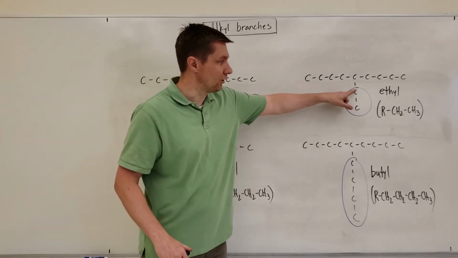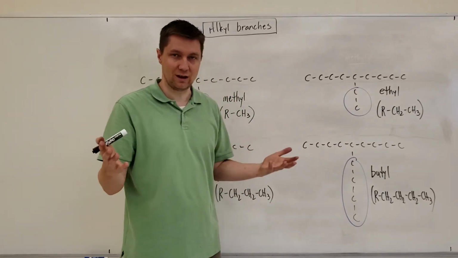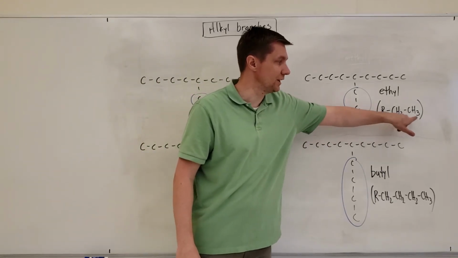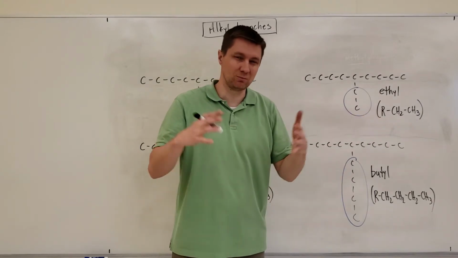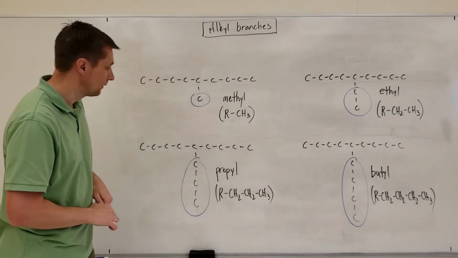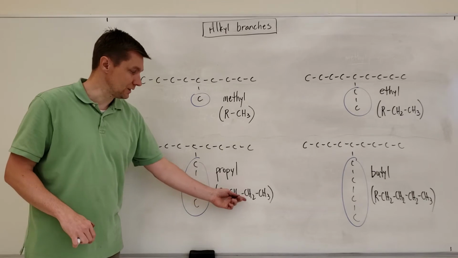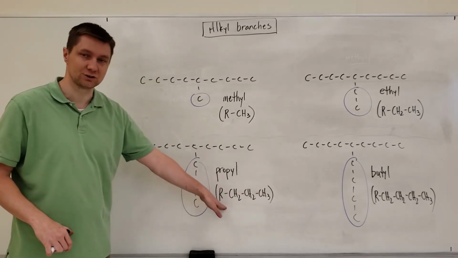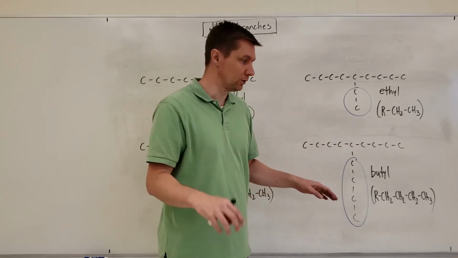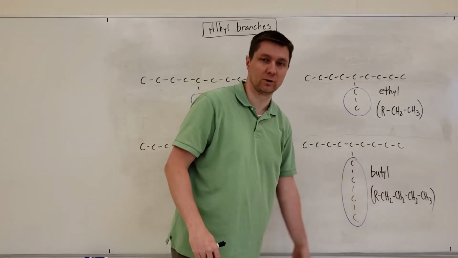Over here, if I have an alkyl branch that's 2 carbons long, this is called an ethyl branch, or just ethyl. And so again, some ethyl branch, CH2CH3, attached to some long chain of carbons, which is just denoted by the letter R. If I'm 3 carbons long, I call that propyl. Again, CH2CH2CH3, attached to some parent chain R. And the last one is 4 long, butyl, attached to some parent chain R with 4 carbons long.